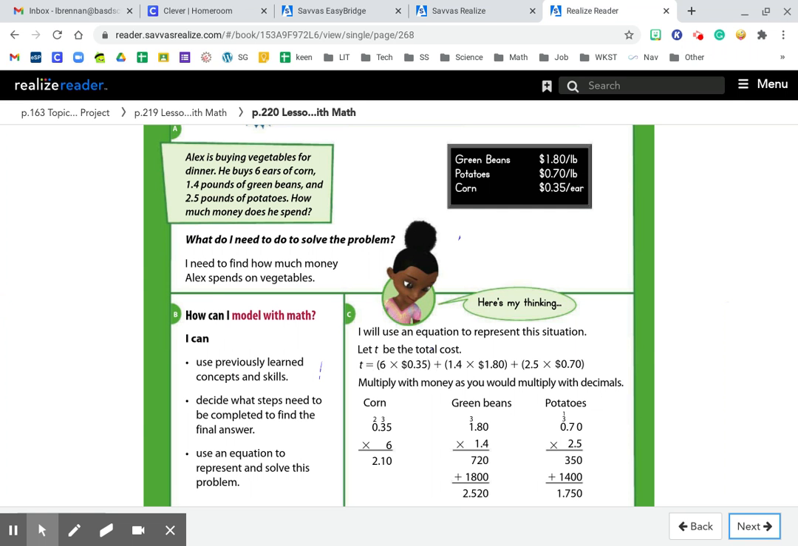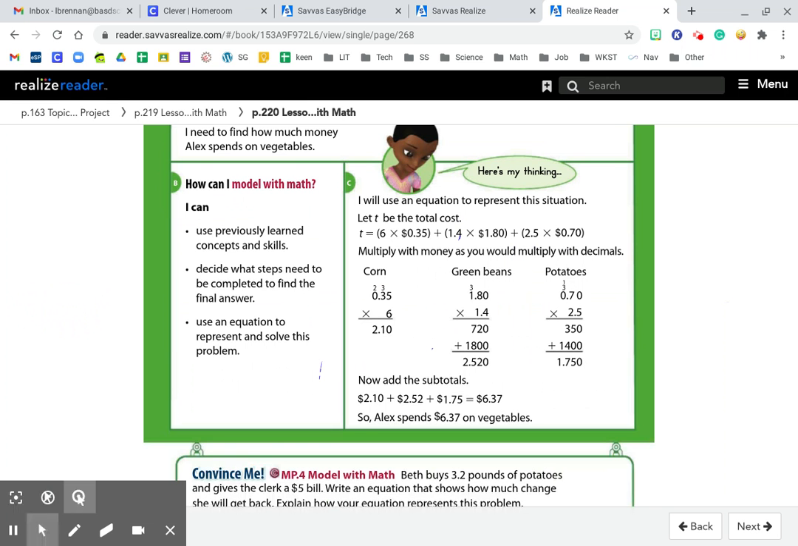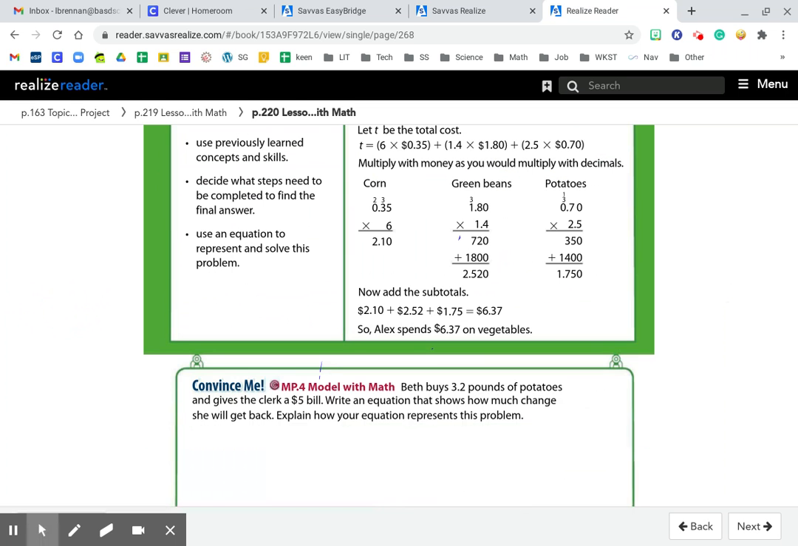Then he has 1.4 pounds of green beans, 1.4. The green beans are $1.80, so that's where they get that number from. 2.5 pounds of potatoes. Potatoes are 70 cents. We see that on the chart. So we made an equation here, just like I did on the last problem. And then they divided it up, did the algorithms, just like we did on the last problem, added, just like we did on the last problem, and then we got our total.